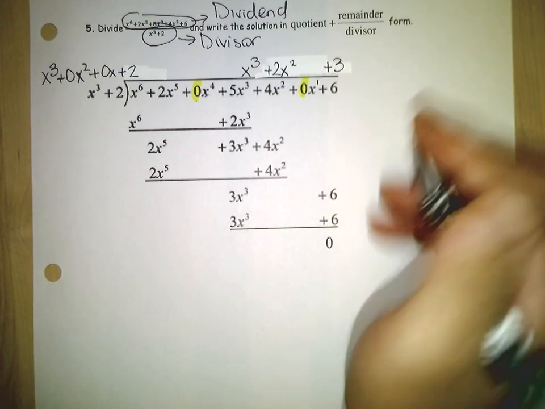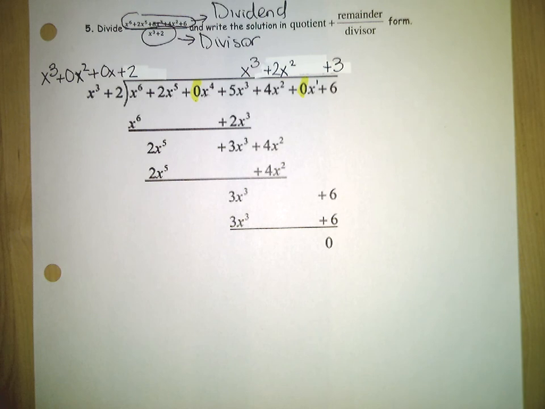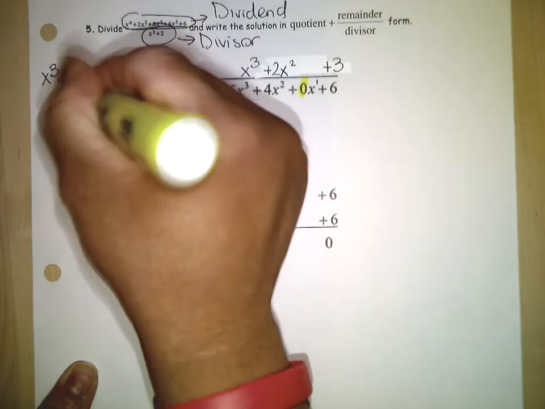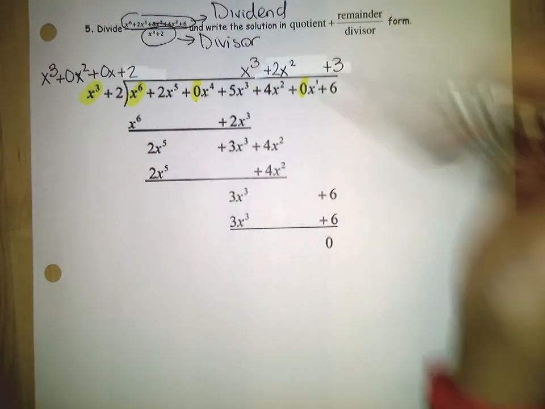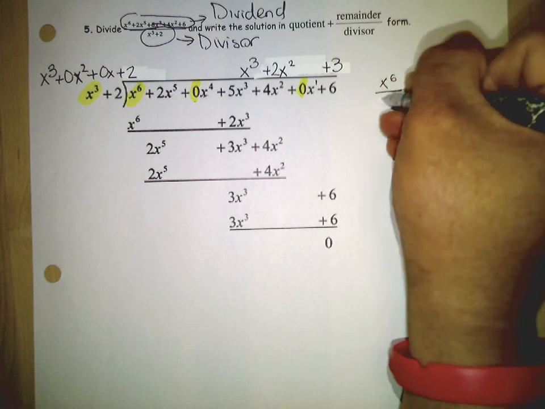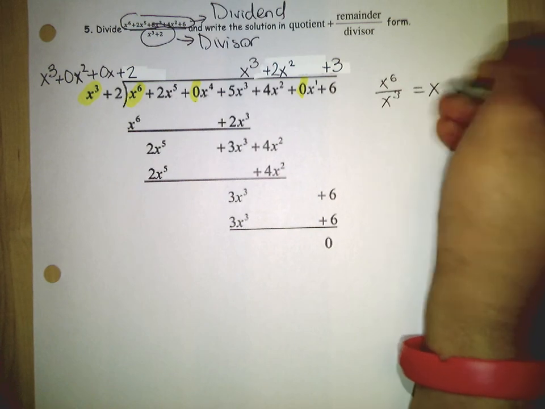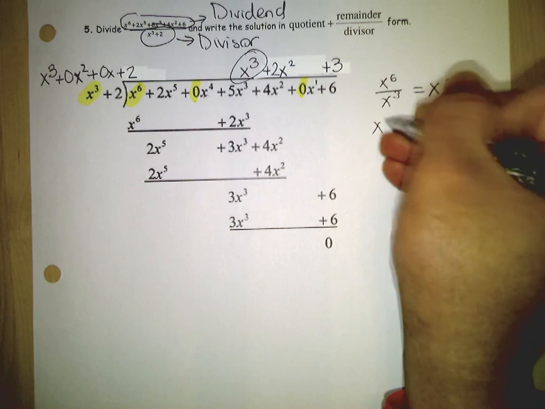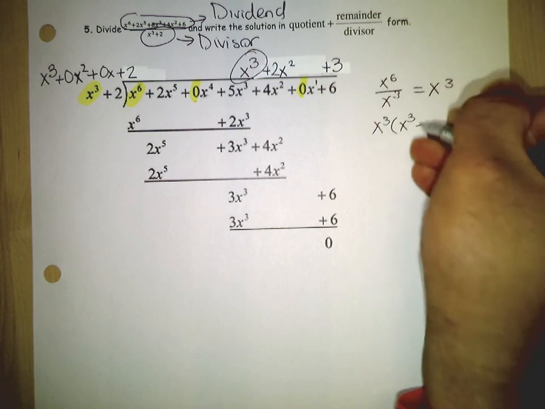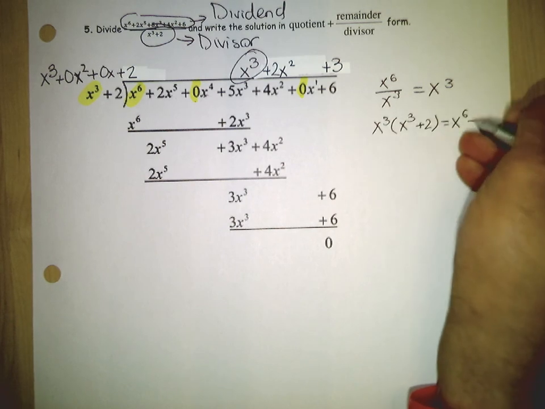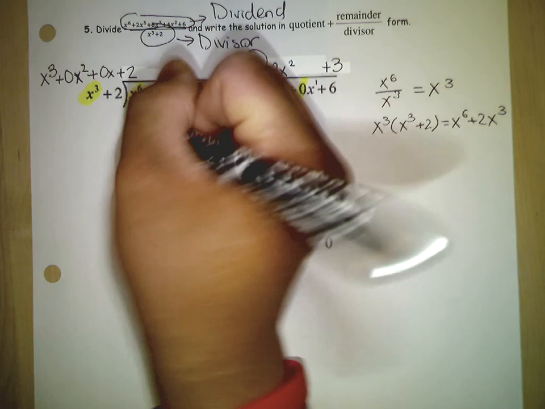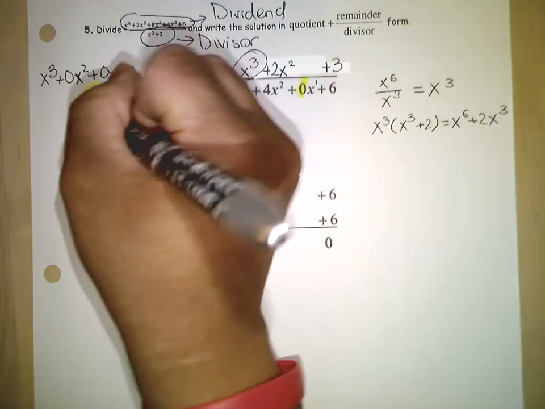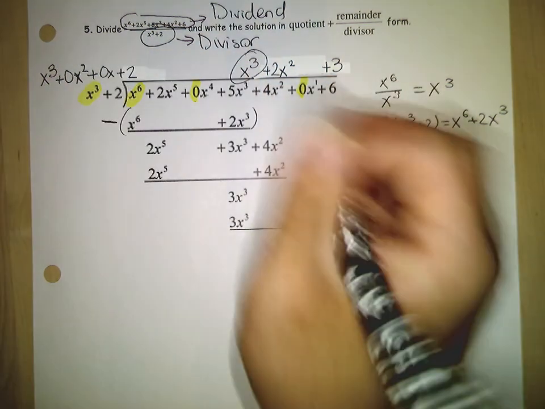All right, so let's start by dividing the leading terms, the first terms here. So x to the 6th divided by x to the 3rd is equal to x to the 3rd. That's where this comes from. Then x to the 3rd times x to the 3rd plus 2 is x to the 6th plus 2x to the 3rd. So that's where this comes from, and then I subtract.